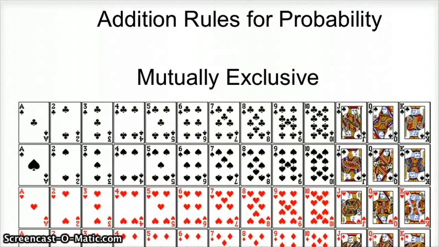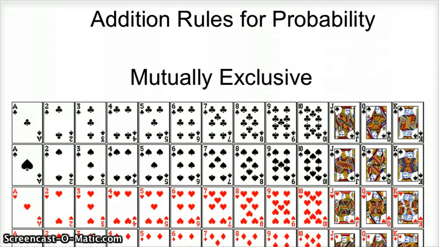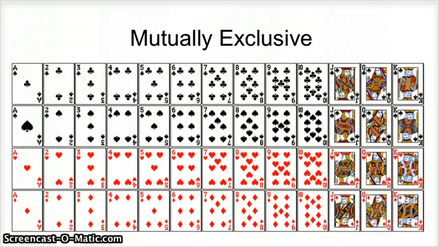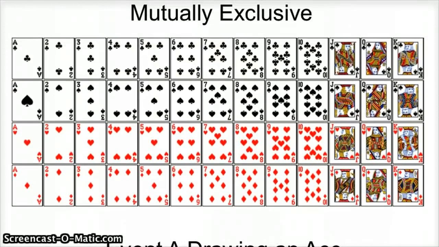Okay, addition rules for probability and the word mutually exclusive and what that means. So first off, to understand mutually exclusive and what that means, I have here all the cards in a standard 52 card deck. So that's every card from ace, 2, 3, 4, 5, on up to jack, queen, king. There's 13 clubs, 13 spades is what the second row stands for, 13 hearts, and 13 diamonds. For those of you that are unfamiliar with cards, there's our sample space right here.